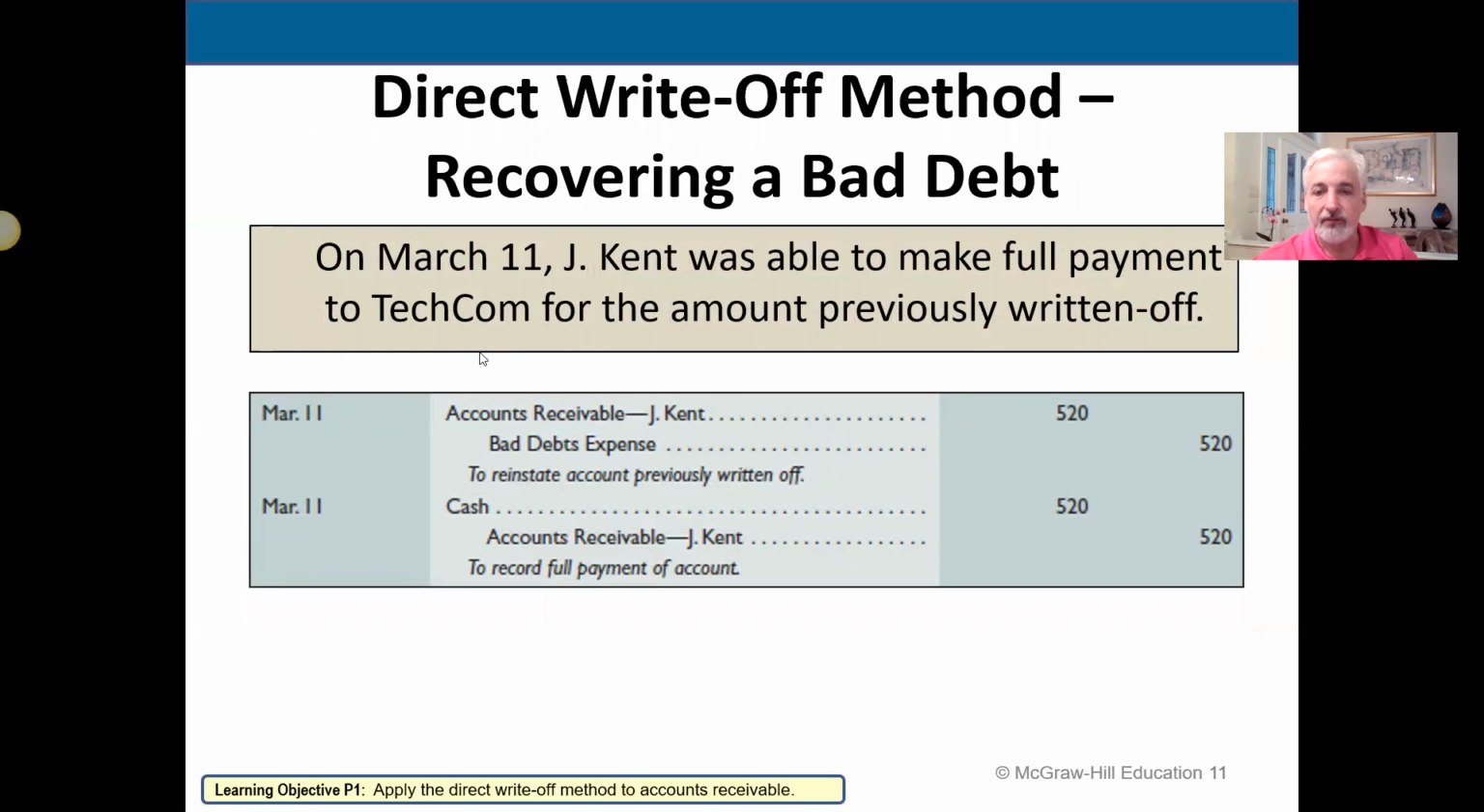If we recover, all of a sudden we get paid, we reinstate the receivable. We take it out of the expense and put back the receivable, and then we get cash and pay off the receivable. Maybe they said, oh, we've been out of town. We've been at our summer home for 8 months instead of 6, and we were going to pay you, but sorry, we forgot. You reinstate the receivable, and then you generate the payoff on the receivable. That's recovering a bad debt.